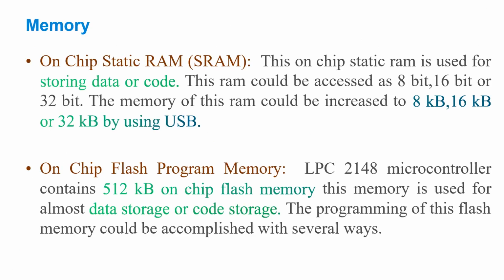As I said, it has SRAM, random access memory. It's used for storing data or code. It can be accessed by 8-bit, 16-bit or 32-bit. And flash program memory is used for data storage as well as code storage. On-chip flash memory facilities are available.